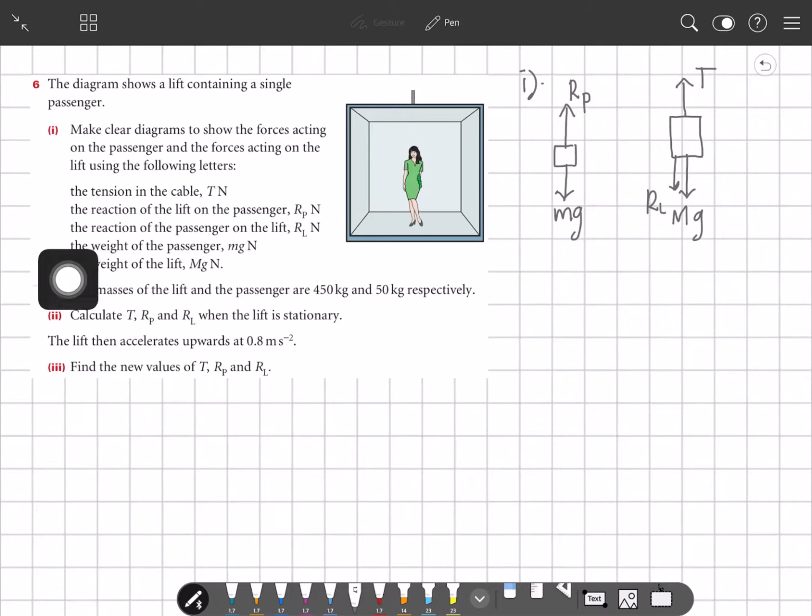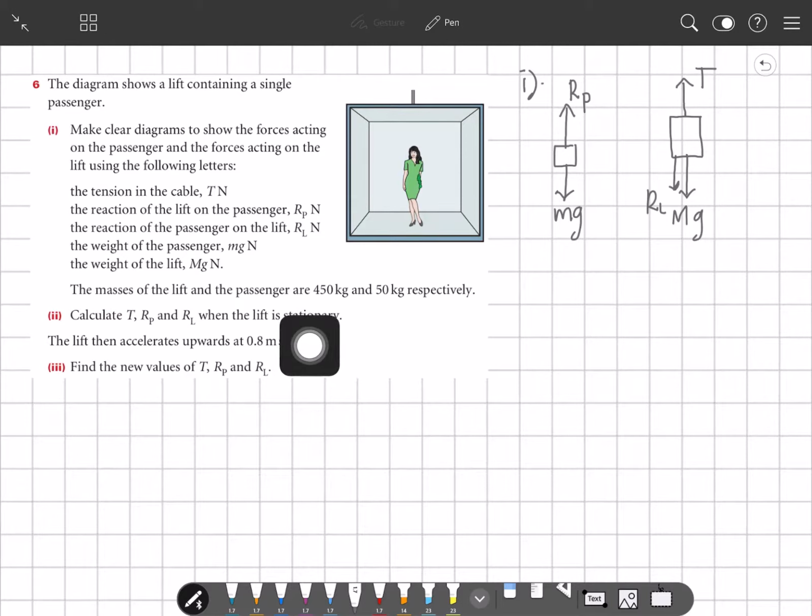So now let's see question number 2. The masses of the lift and the passenger are 450 kg and 50 kg respectively. Question number 2 asks, calculate the value of the tension, the reaction of the lift on the passenger, and the reaction of the passenger on the lift when the lift is stationary.